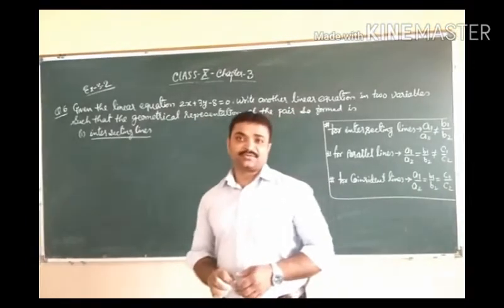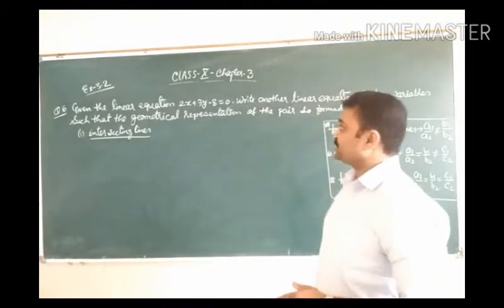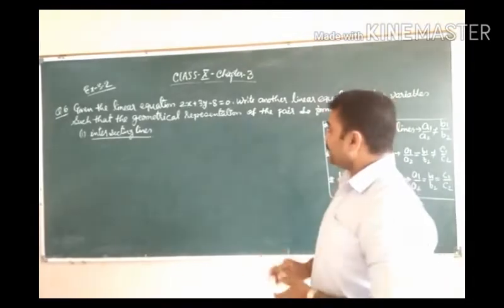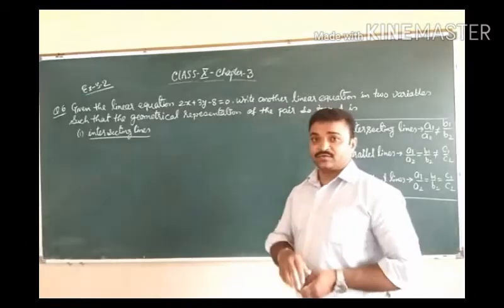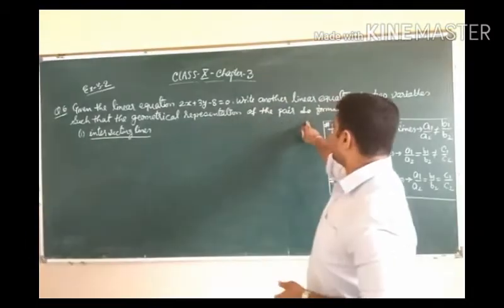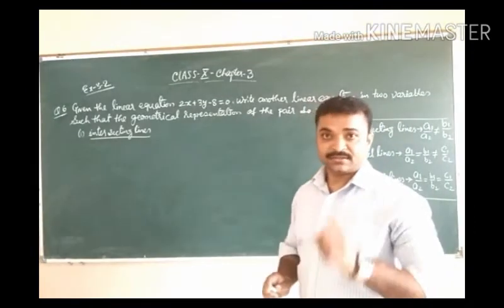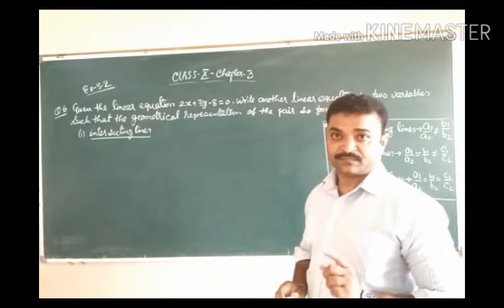Students, in question number 6, we have given a linear equation 2x plus 3y minus 8 is equal to 0, and we have to write another linear equation such that the geometrical representation of the pair so formed is intersecting lines. It is the first part of question number 6.